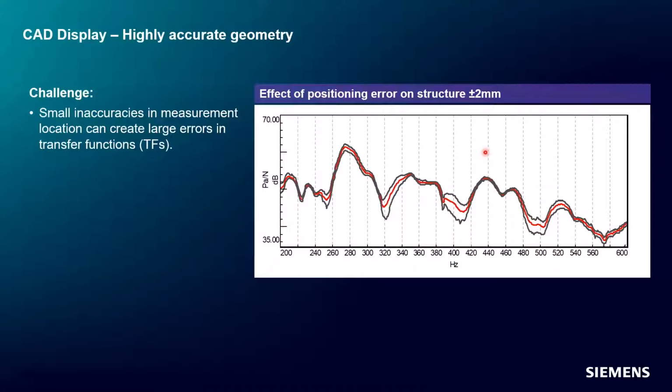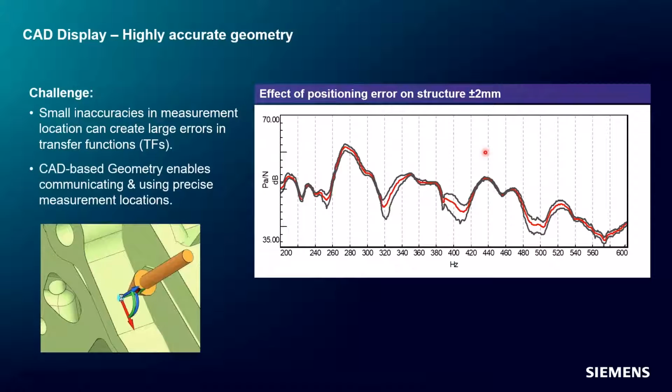And so very, very small shifts in where that force is being put in or where that accelerometer is measuring the response of your structure can create big changes or differences in your frequency response functions. That's what we're trying to avoid. So a tool like virtual instrumentation allows us to very accurately communicate our intentions. I want this accelerometer to be 18.5 millimeters from this boss on this face.